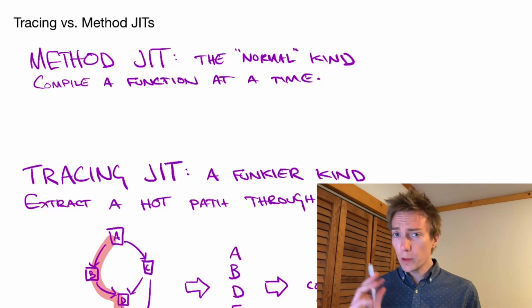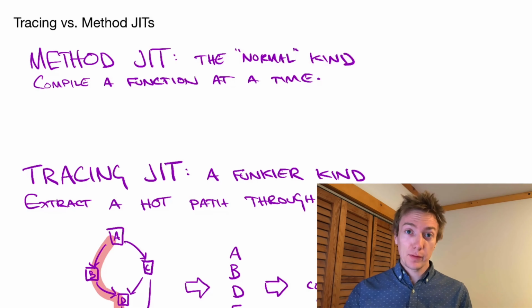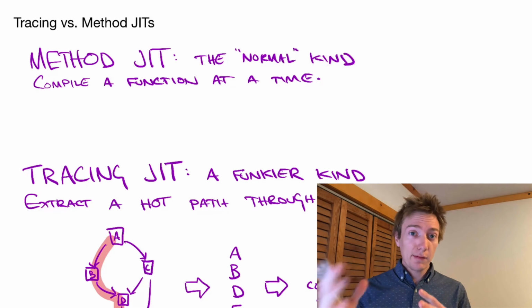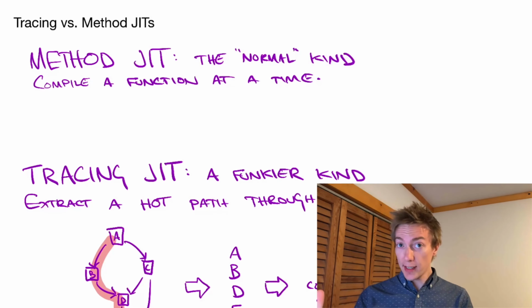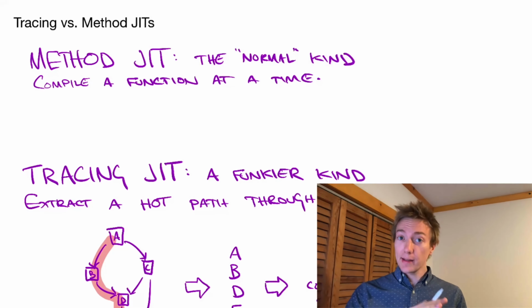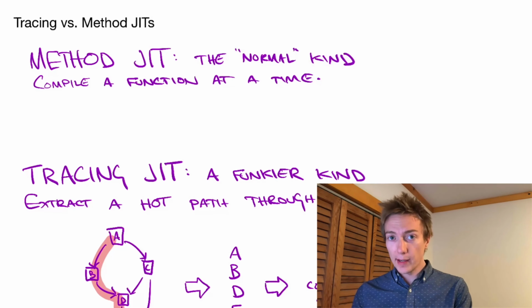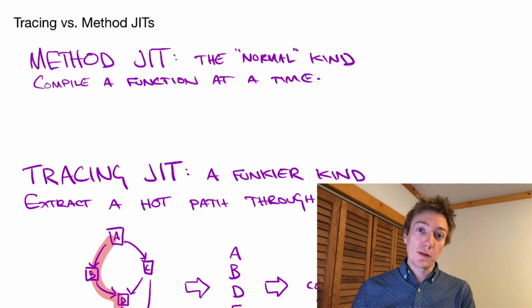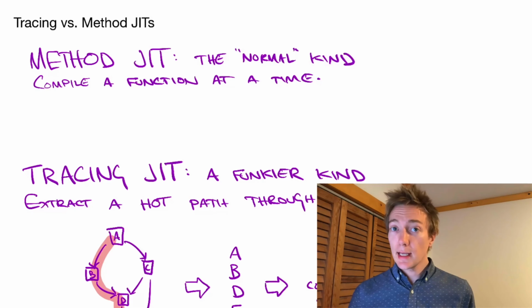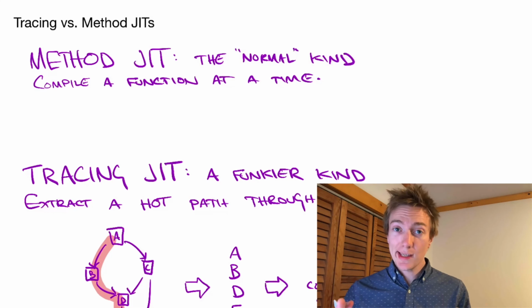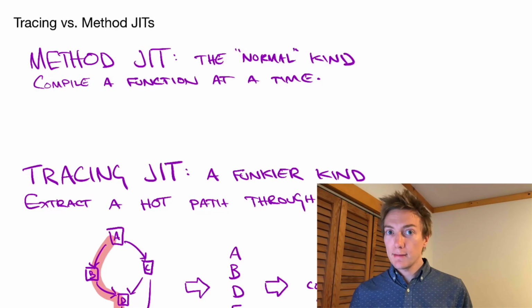Method JITs compile one function at a time. That is, like, you have a function called f. If that function f gets called, say, 500 times, then you decide it's time to compile it, and then you transition the execution of f from interpreted mode to compiled mode. And maybe you create like different variants of f for different arguments. In any case, the unit of compilation that you do is a function or something like a function that exists in your source language.